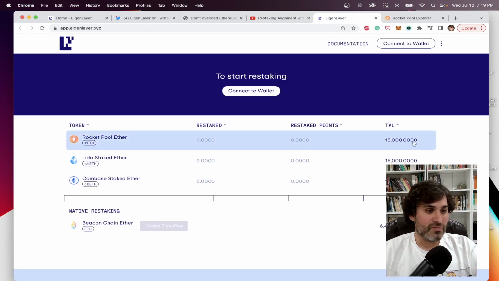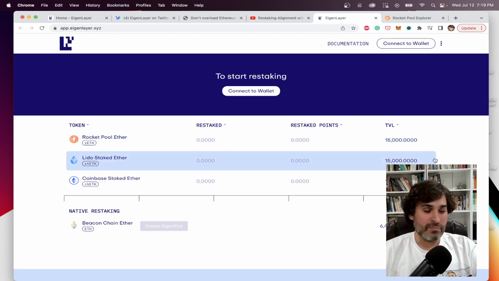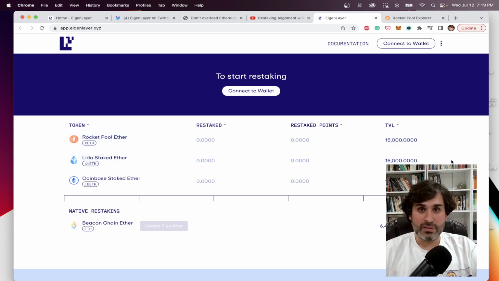the pools for RETH and Lido's STETH were filled pretty much right away. So that is not something that I can show you. However, I can show you how it works with CBETH. So I went and I bought some CBETH just to show you how EigenLayer works.